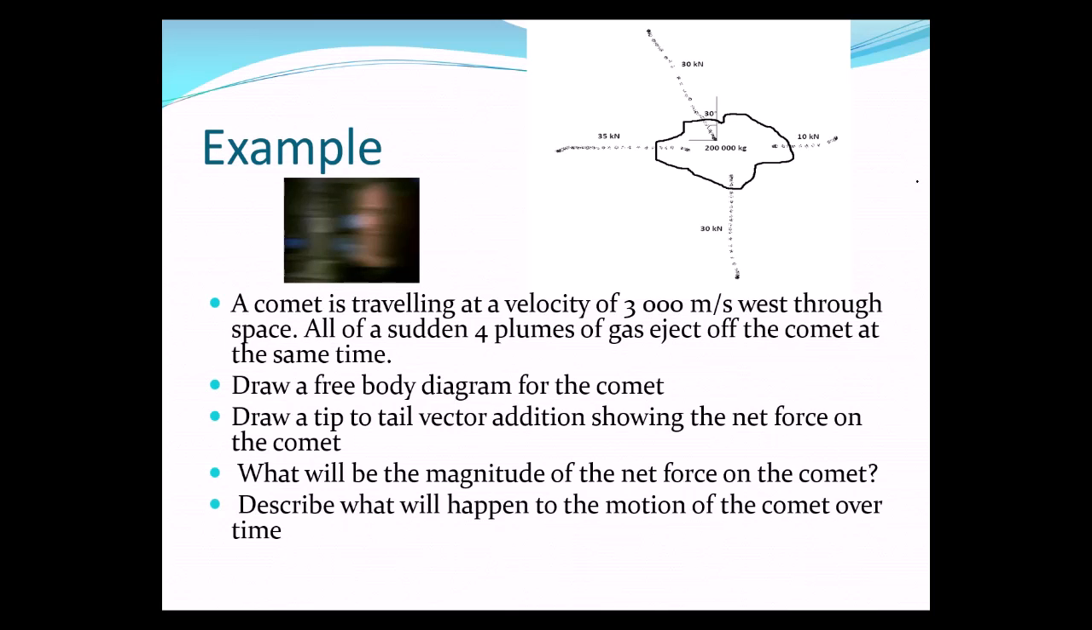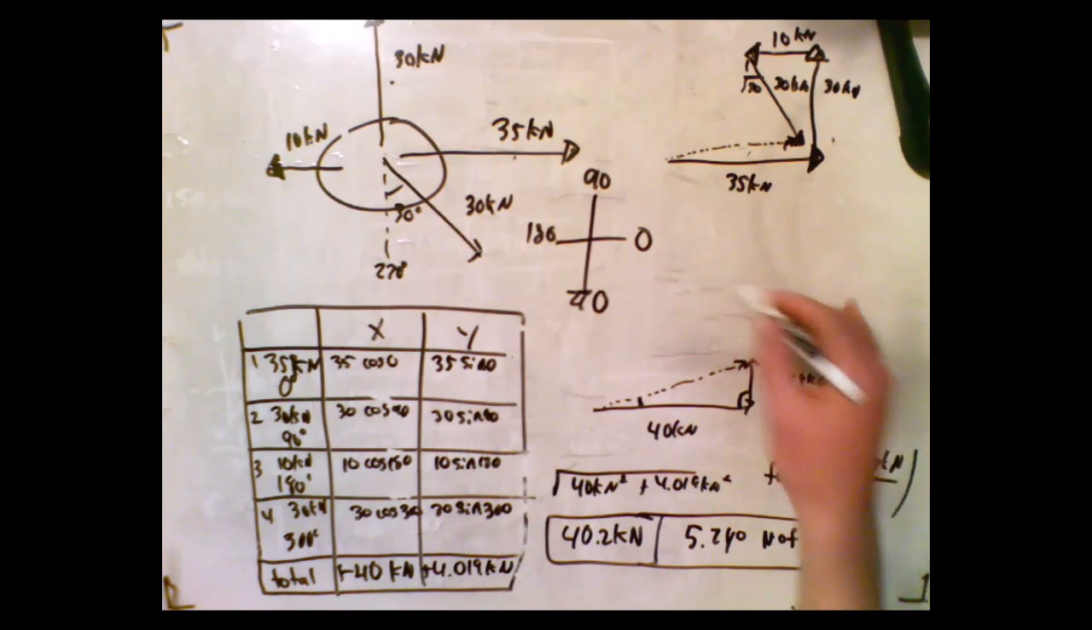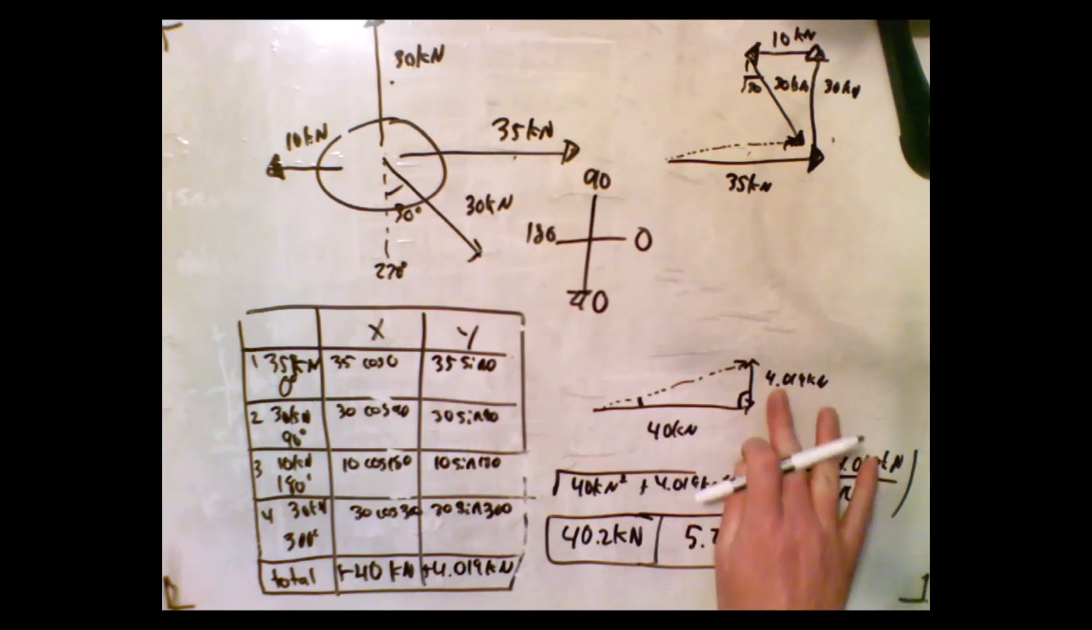So let's get this up. So the last question will be, describe what will happen to the motion of the comet over time. Okay. So what that means, so originally it was traveling west through space. So let me open up this again. So it's traveling west through space, so it's going this way, and then all of a sudden it experiences this total x and this total y force.